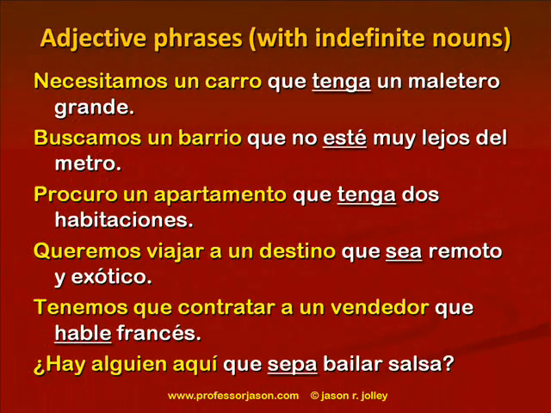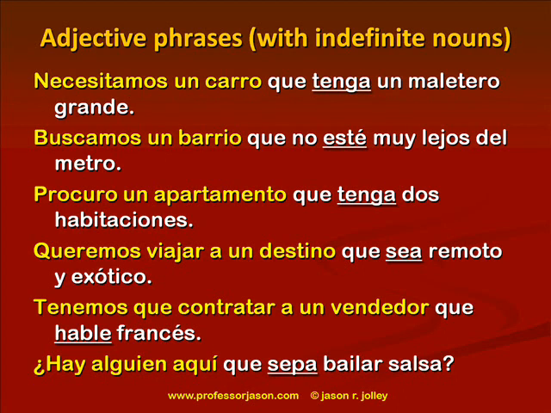Okay? Let's look at some examples. These are going to be examples of adjective phrases that modify indefinite or non-existent nouns. Things that we're not sure whether they exist out there or not. First one, necesitamos un carro que tenga un maletero grande. So we need a car that has a large trunk. Buscamos un barrio que no esté muy lejos del metro. We're looking for a neighborhood that's not too far from the subway station.